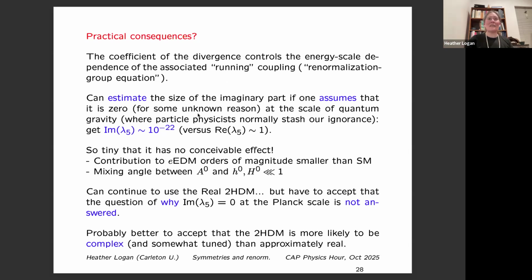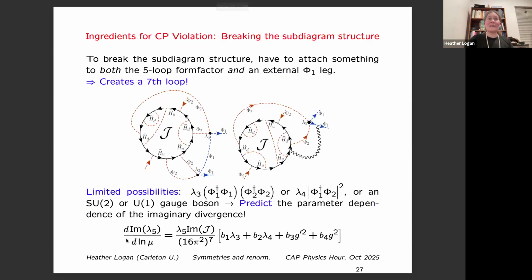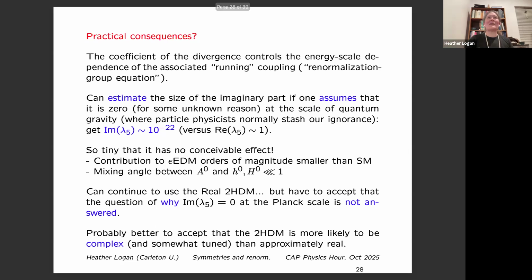And so if you make the assumption you have the running, you can set a boundary condition for this differential equation and run and see what you get. So if you set as the boundary condition imaginary part of lambda 5 equals 0 at the Planck scale, which is where we usually put our ignorance, and run down to the electroweak scale, you get some ridiculously tiny number, 10 to the minus 22. So tiny, it has no conceivable phenomenologically detectable effect, right?